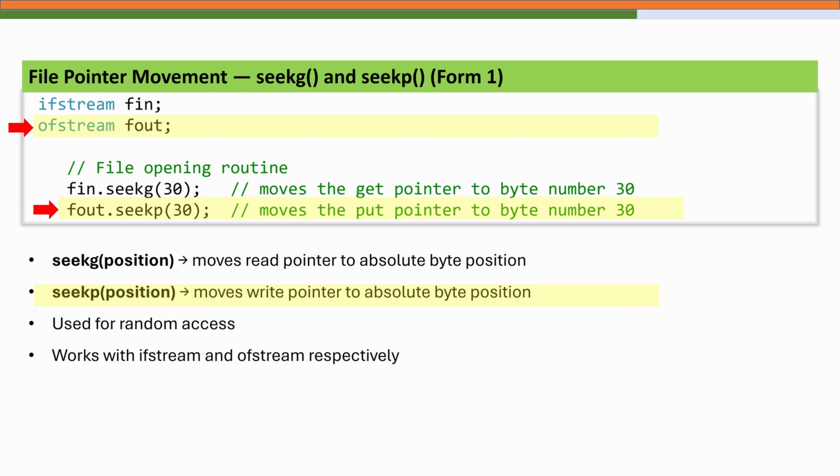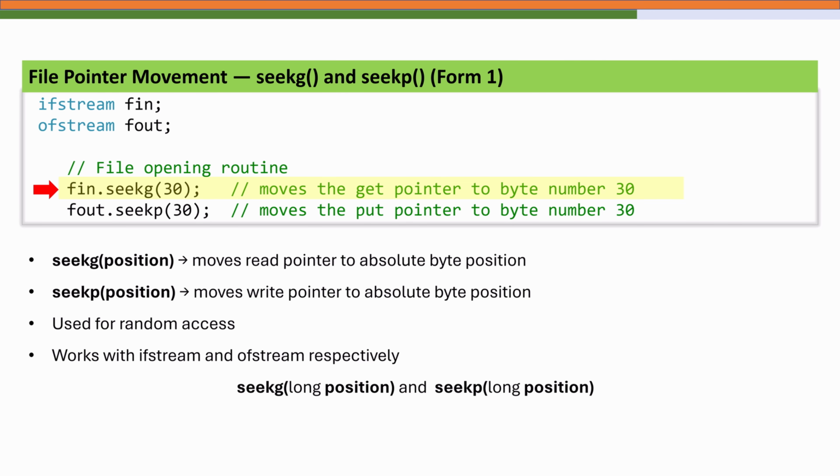The first and simplest form of these functions looks like seekg with one argument, long position, or seekp with one argument, position. So this version moves the file pointer to an absolute byte position inside the file. Let's look at this example. For ifstream we have created the fin object, and for ofstream we have created the fout object. Then we have used file opening routines.